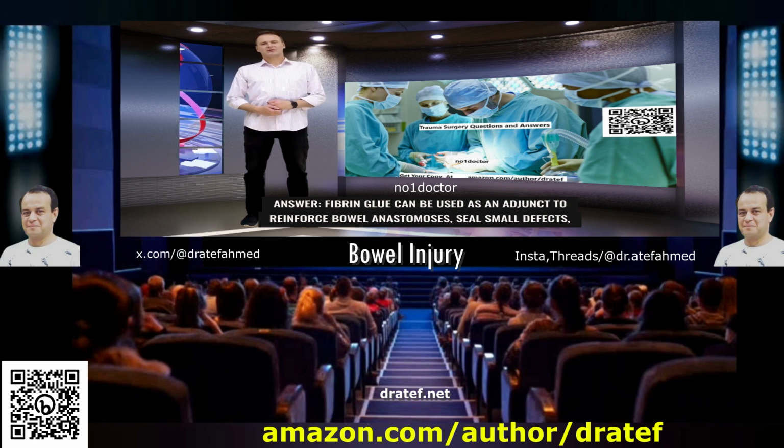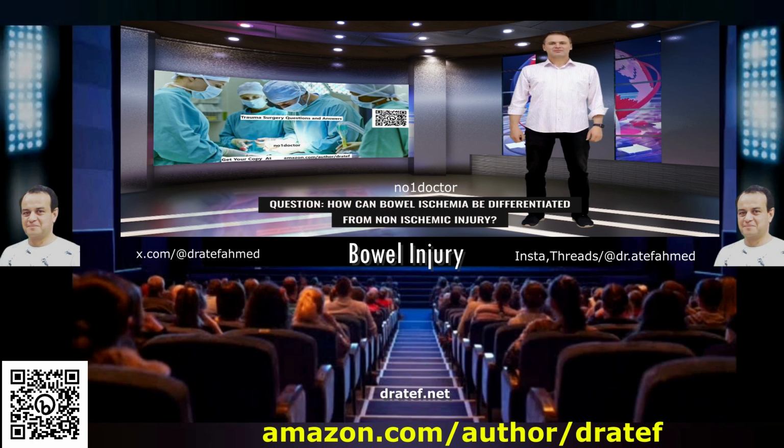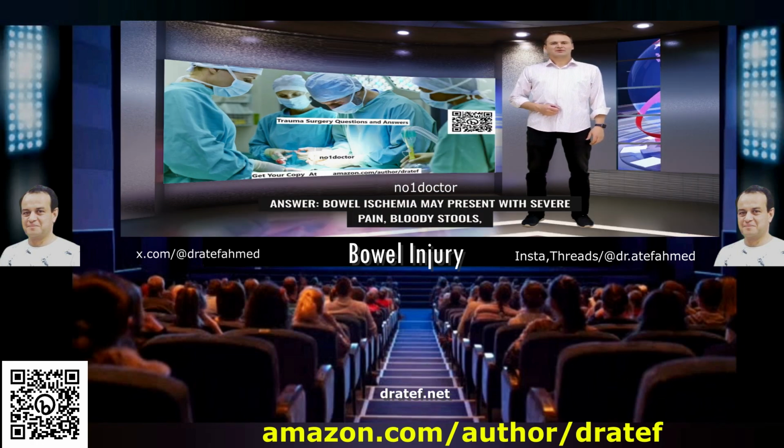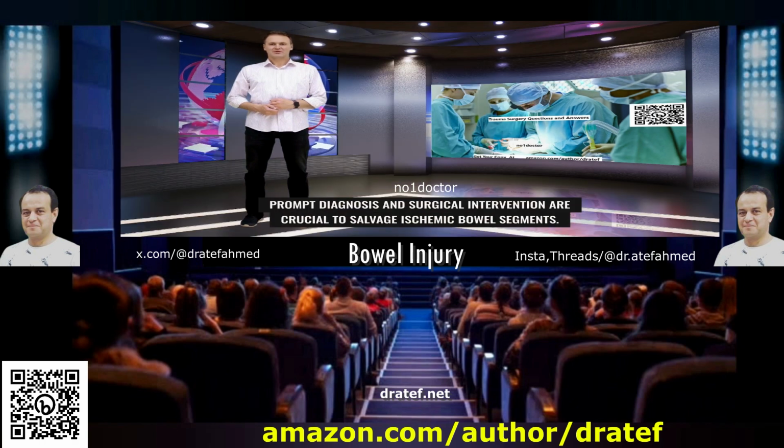Answer. Fibrin glue can be used as an adjunct to reinforce bowel anastomosis, seal small defects, and reduce the risk of anastomotic leakage. Question. How can bowel ischemia be differentiated from non-ischemic injury? Answer. Bowel ischemia may present with severe pain, bloody stools, and signs of systemic inflammation. Prompt diagnosis and surgical intervention are crucial to salvage ischemic bowel segments.